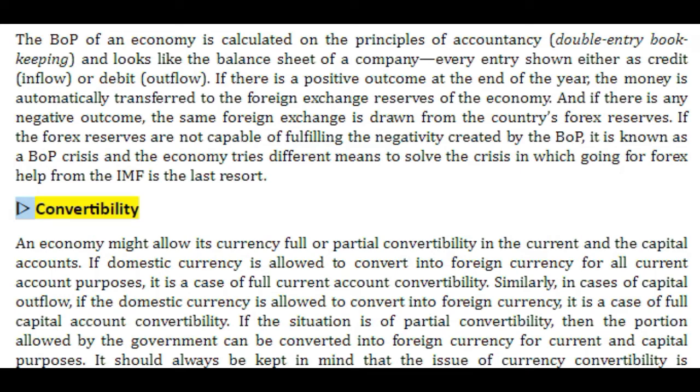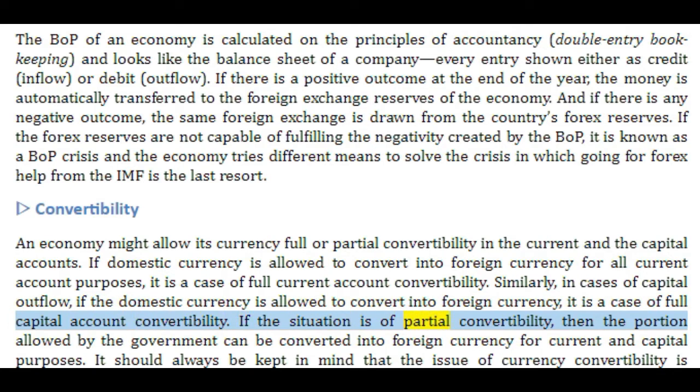Convertibility. An economy might allow its currency full or partial convertibility in the current and the capital accounts. If domestic currency is allowed to convert into foreign currency for all current account purposes, it is a case of full current account convertibility. Similarly, in cases of capital outflow, if the domestic currency is allowed to convert into foreign currency, it is a case of full capital account convertibility.